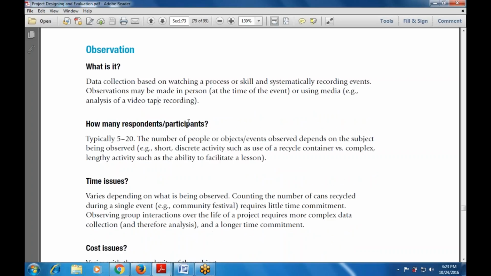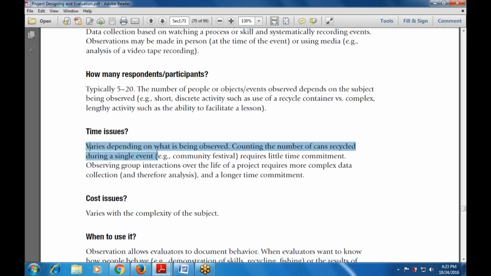Then next, what are the various time issues? It varies depending on what is being observed. The data observed depends on the content and on the time. For example, counting the number of cans recycled during a single event, such as a community festival, requires little time commitment, and observing group interaction over the life of a project requires more complex data collection.